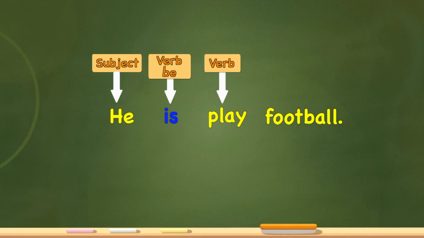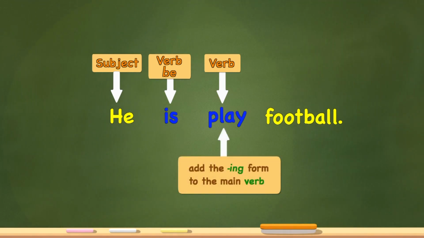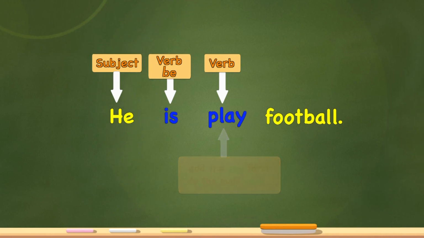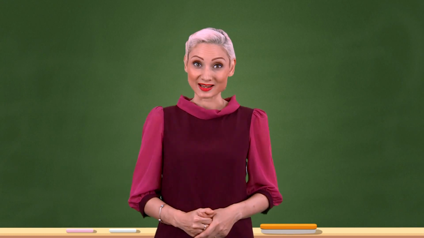Correct. The second error in this sentence is the verb play. As mentioned before, we have to add the ing form to the main verb when we are constructing a present continuous sentence. So the correct sentence will be, he is playing football. Did you answer correctly? Well done! Now let's move to the next sentence.